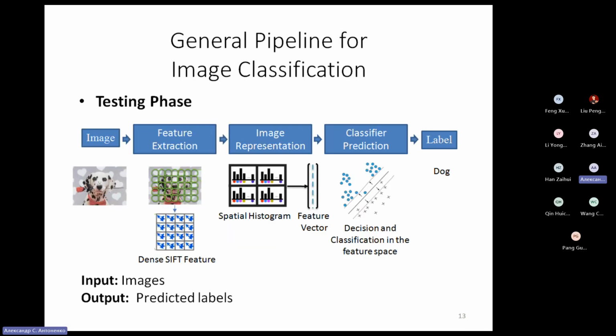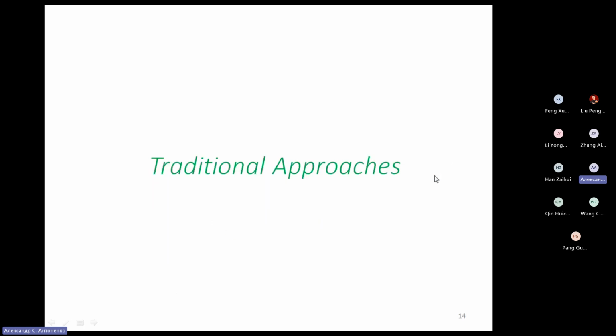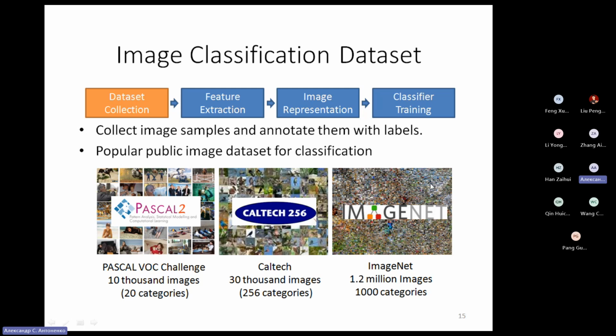Okay, so let's use a classical approach. We can use SIFT features for feature extraction, histograms as image representation, and for example some classical classifier like SVM or neighbors for prediction, and then obtain some label. Okay, let's go through all the steps.